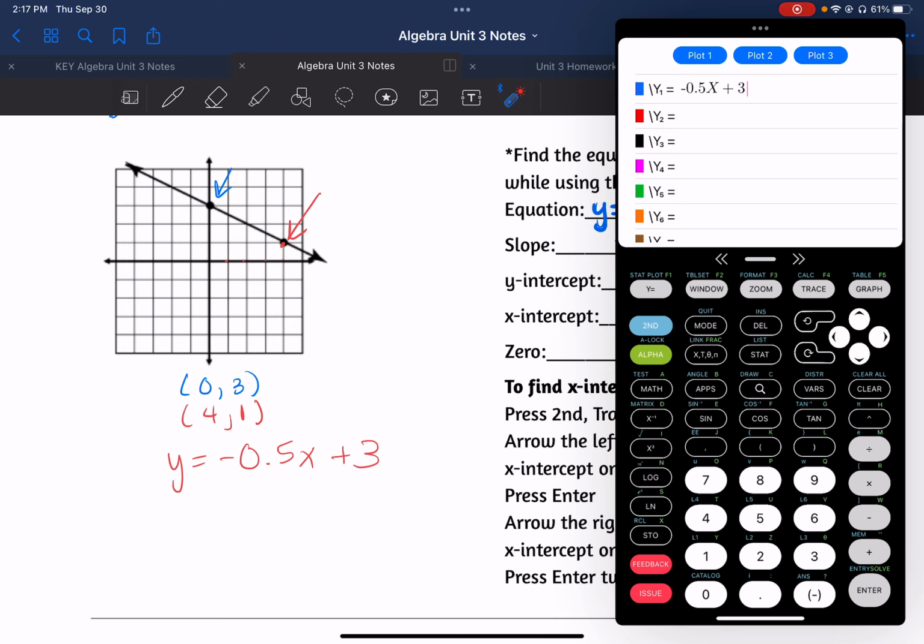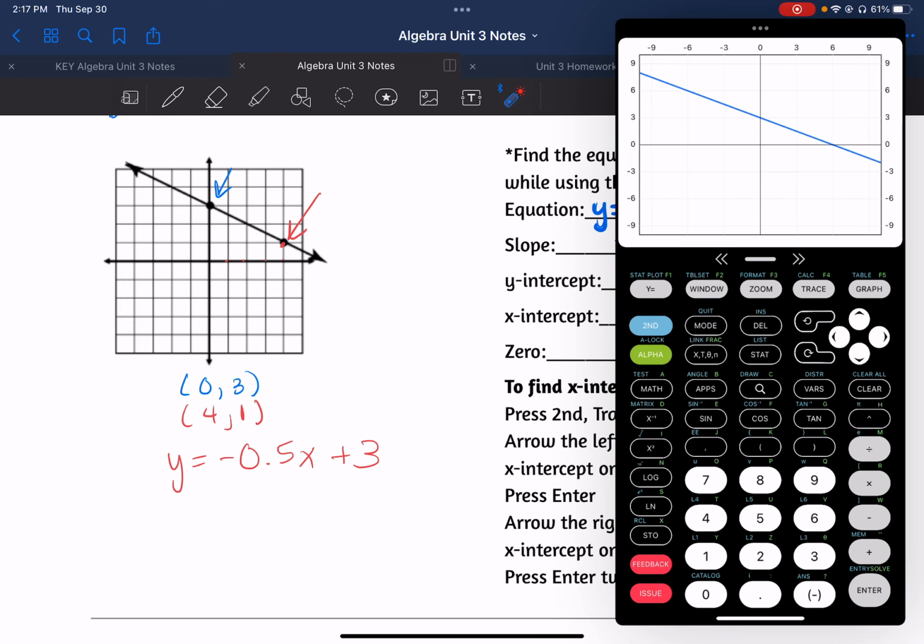Let me just say this real quick, guys. Please don't hit the minus sign when you're doing the negative. Don't hit the minus sign. The negative button is under the 3. Hit that button. Okay, if you hit a minus sign in front of that 0.5, you're going to get an error. Okay, now that we have this negative 0.5x plus 3, we need to graph it. So hit that button, graph, top right.